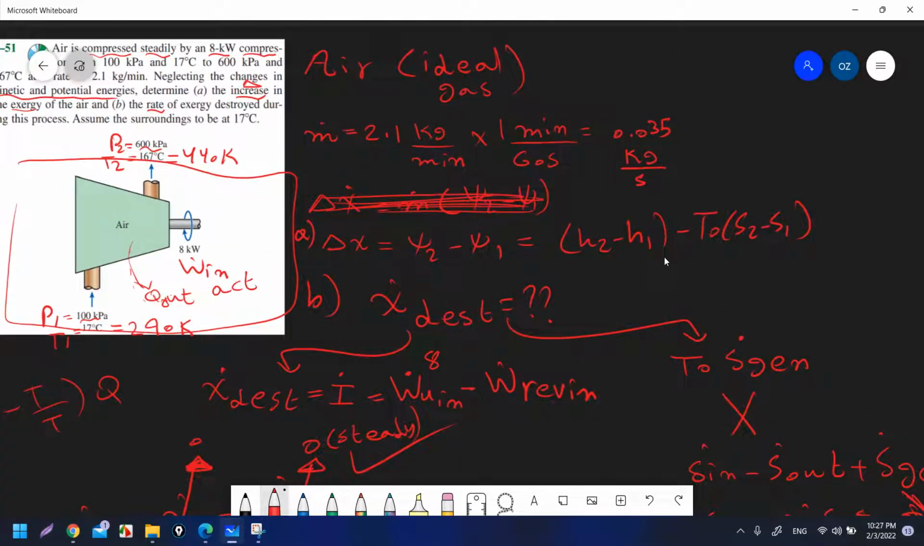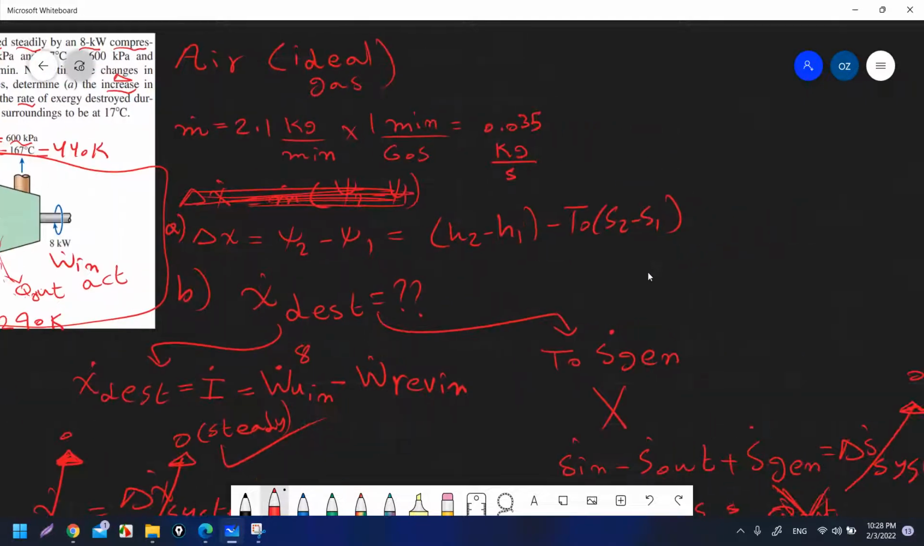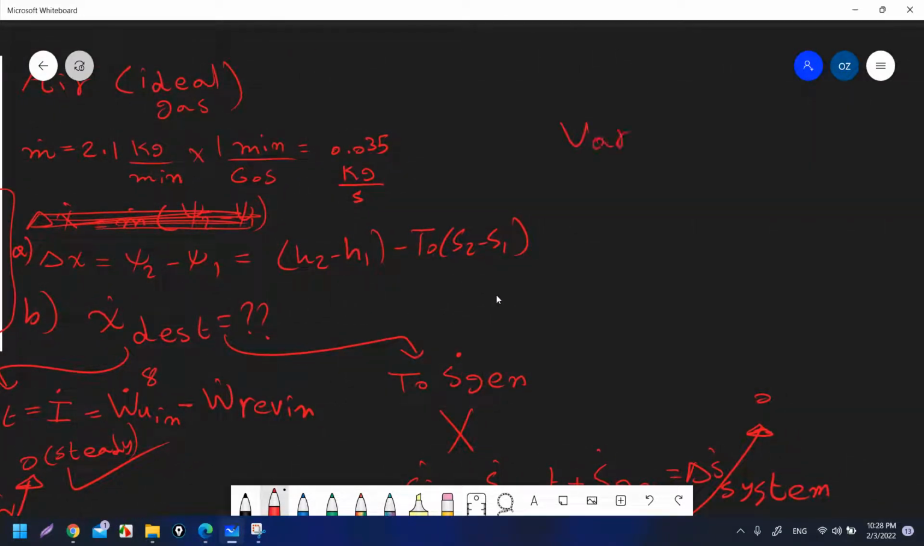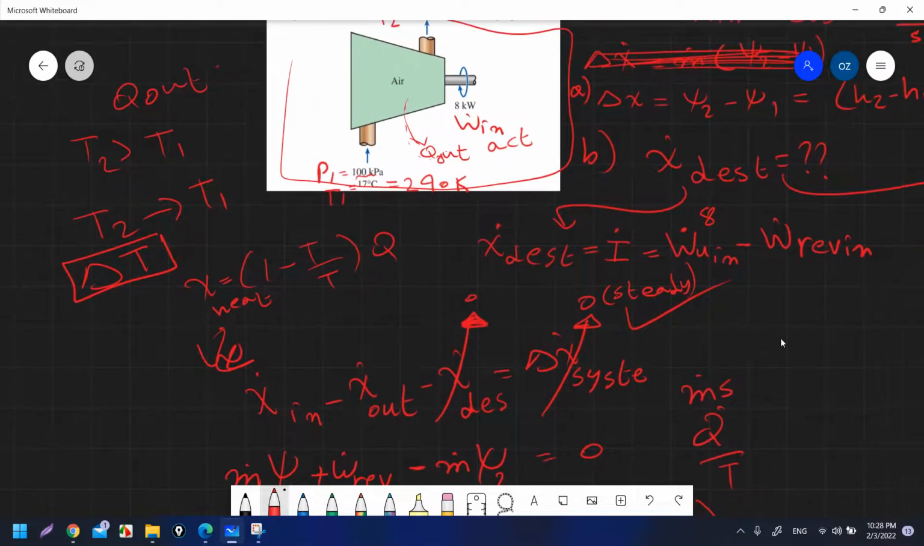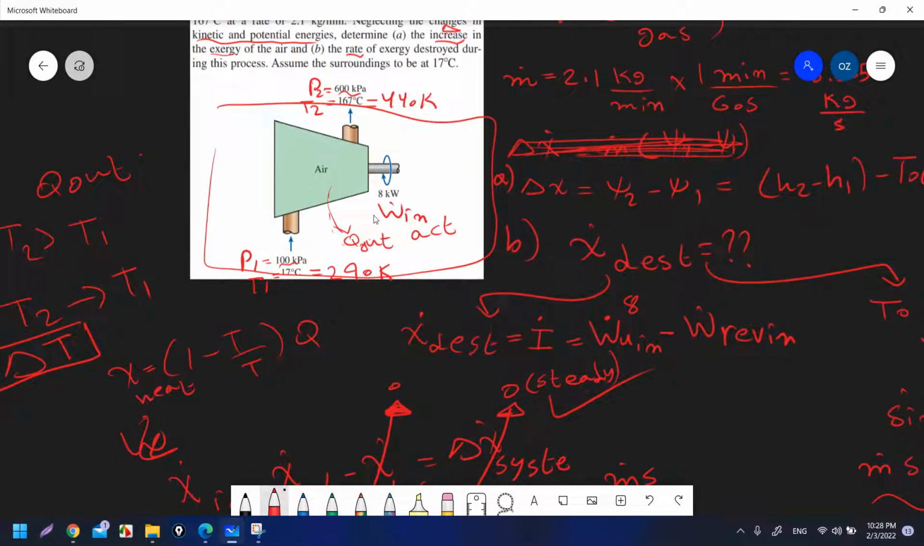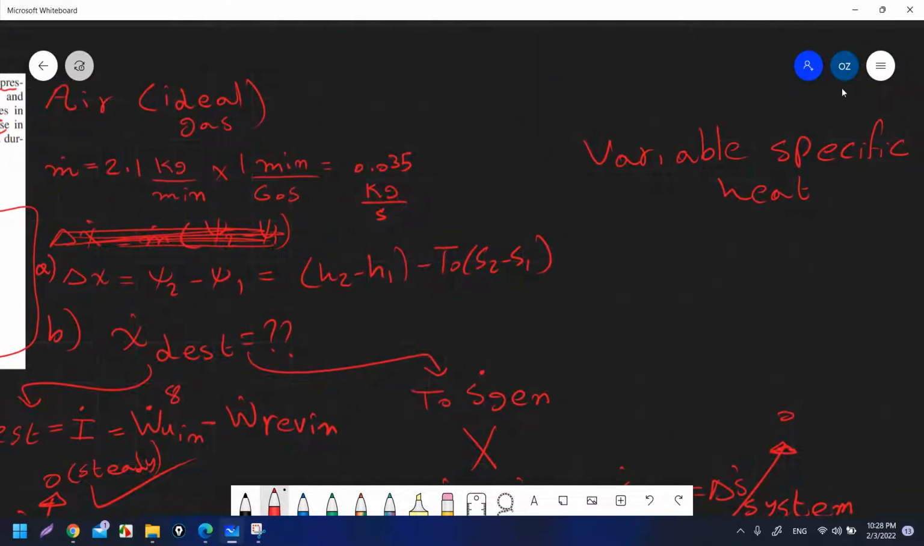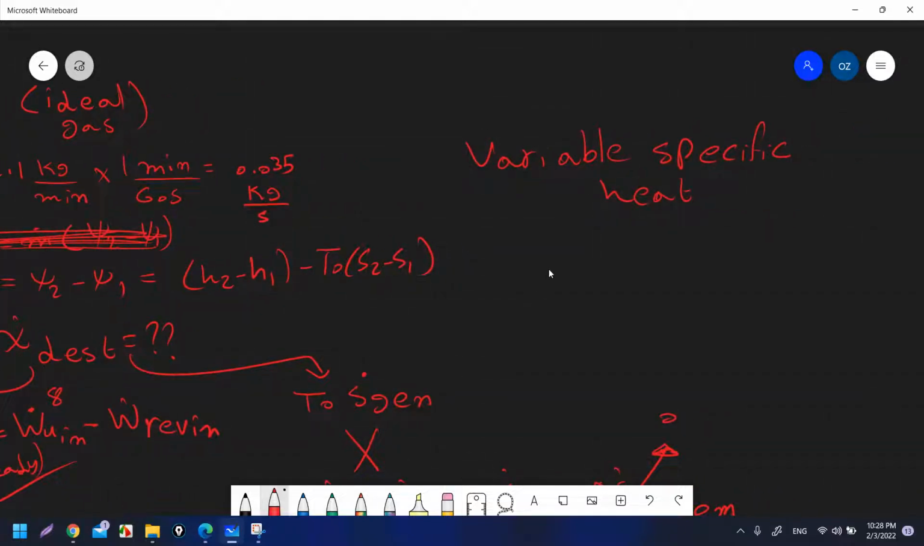For H2 minus H1, I have to assume either constant specific heat or variable specific heat. For this question, I will assume it is a variable specific heat. I have the temperature at state 1 and the temperature at state 2, so it is easy for me to use table A17. That is why it is easier to use a variable specific heat. If you have only one property, you will find it from the table.